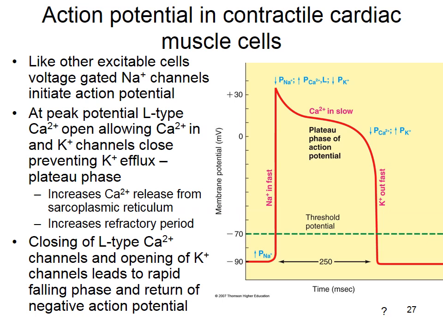So the depolarization phase of the contractile cardiomyocytes is just like in skeletal muscle. It's due to voltage-gated sodium channels opening, and sodium rushes in. So that's the same. At peak, those voltage-gated sodium channels close, and then L-type calcium channels open. So that is the big difference. The contractile cardiac cells express L-type calcium channels.